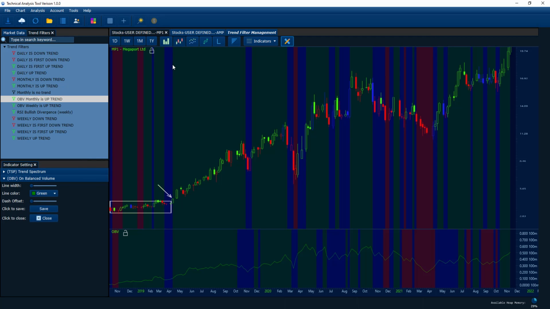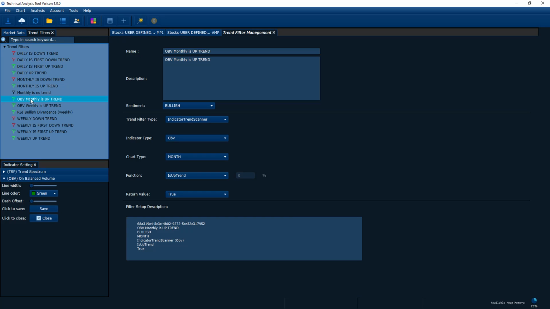So let's create another filter. This filter is called OBV monthly is in the uptrend. What you want to do is, instead of selecting the price trend scanner, you select the indicator trend scanner, because we want to examine the indicator's trend, and which indicator you want to use. We want to examine the OBV.